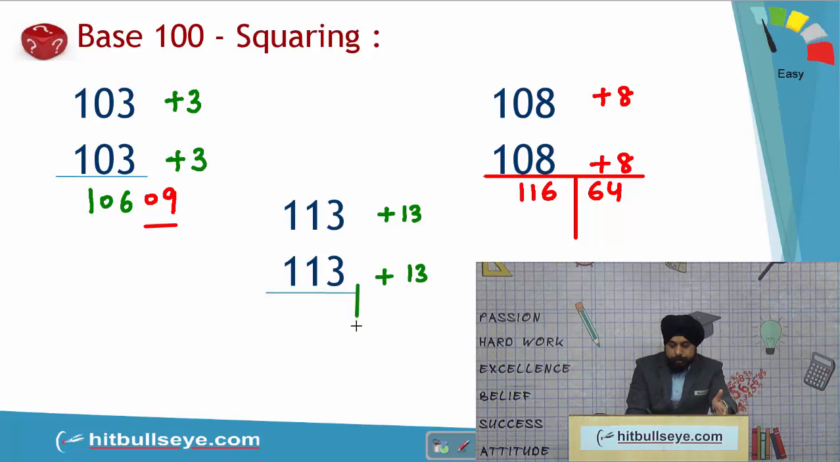Then let's make this partition over here. 113 plus 13 is 126. And 13 square is, students, 169. It has 3 digits. But we can only write 2. So 1 is added on the left hand side. 69 comes over here. Your answer happens to be 12769.